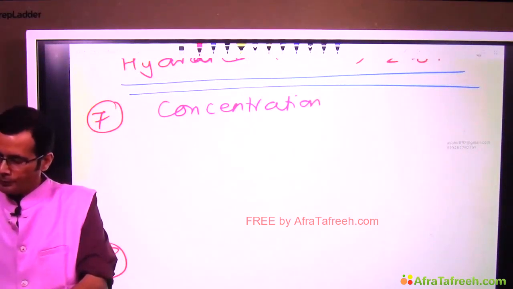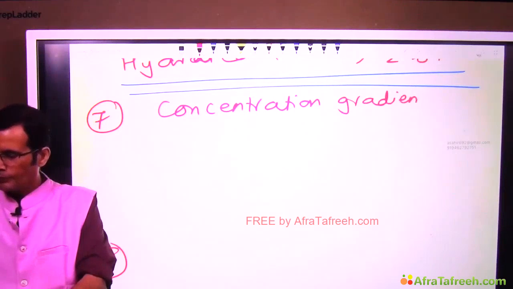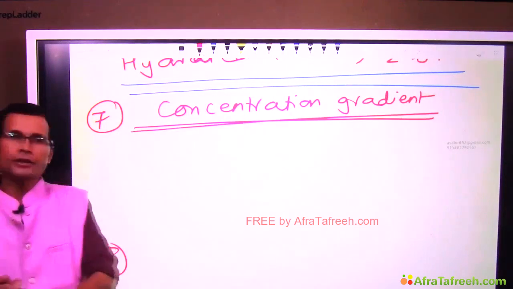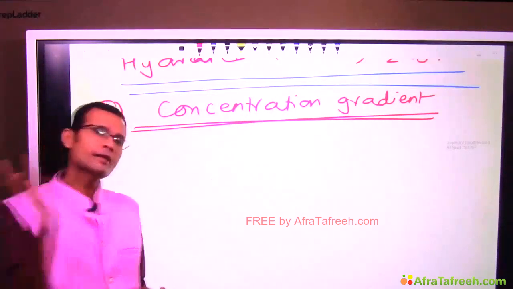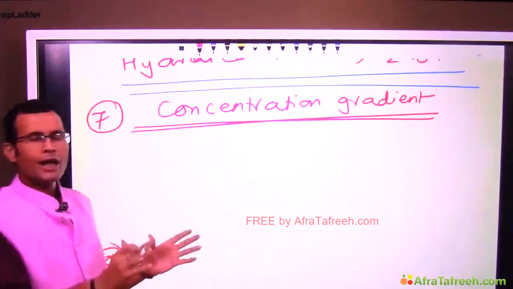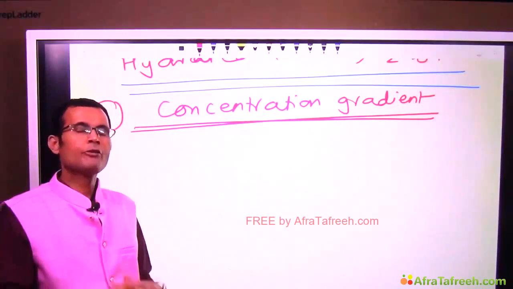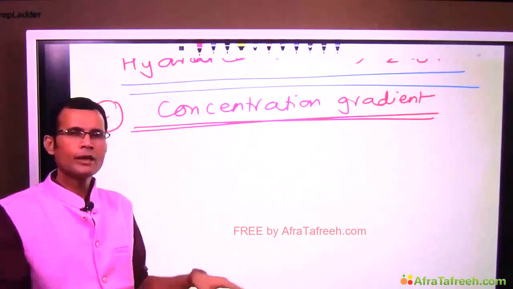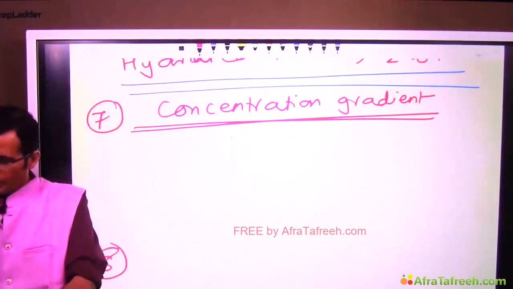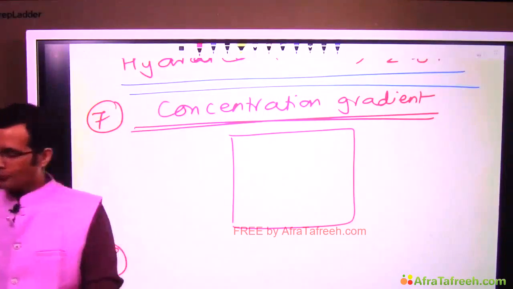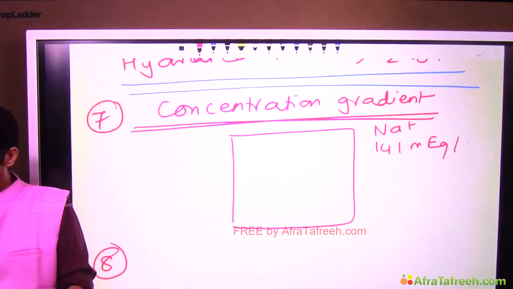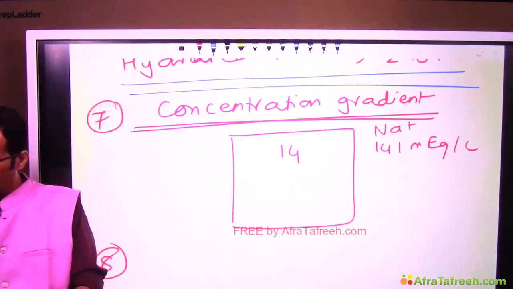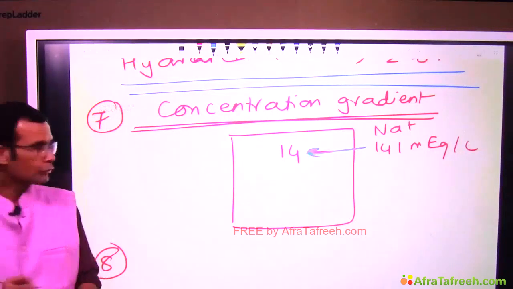Concentration gradient. The last three factors are the ones for which the diffusion rate is directly proportional. So the larger the concentration gradient, the faster will be the rate of diffusion. Directly proportional. Look at the cell and sodium and potassium concentrations. Sodium: 141 milliequivalents per liter on the outside, 14 milliequivalents per liter on the inside. This is the concentration gradient for sodium.